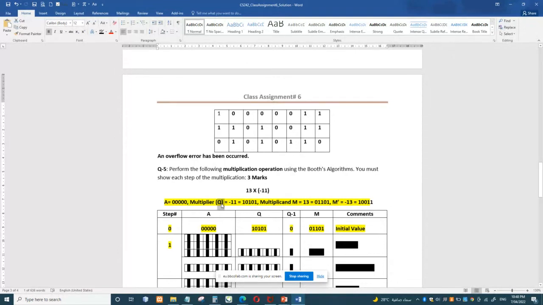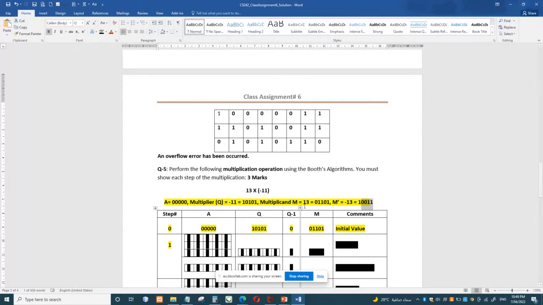So the final result will be stored in register A and register Q. Remember, Q now contains your multiplier, which is 5 bits, and your multiplicand is also 5 bits, which is 13. Sometimes we may need to calculate A minus M, which means we add A plus minus M. So that's why we have minus M, which is minus 13, meaning 16 plus 3. This is the representation of minus 13, because sometimes we need to perform A minus M.